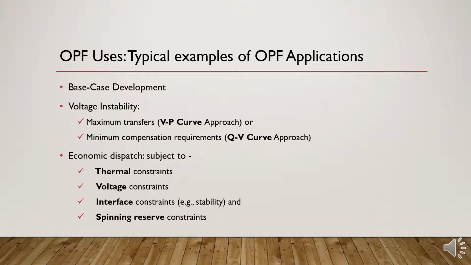The next one is economic dispatch, which is subject to thermal constraints, voltage constraints, interface constraints, that is stability, and also spinning reserve constraints. From this economic dispatch, marginal cost and transmission bottlenecks are easily identified.